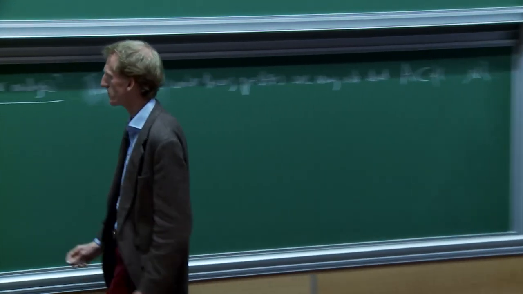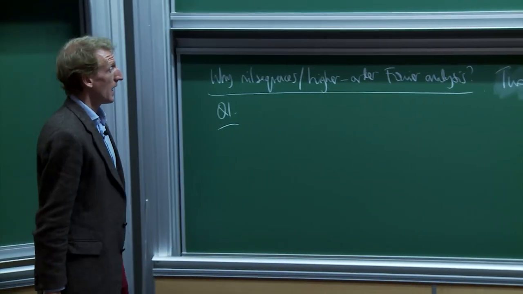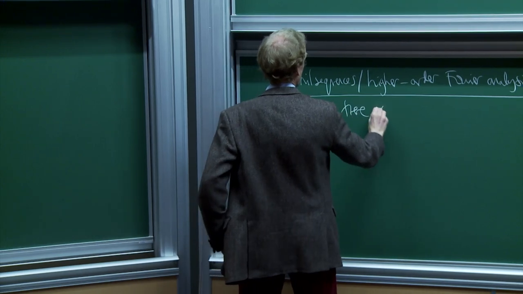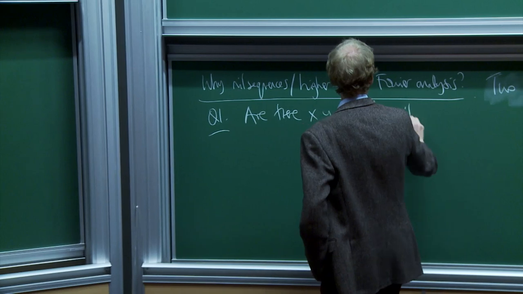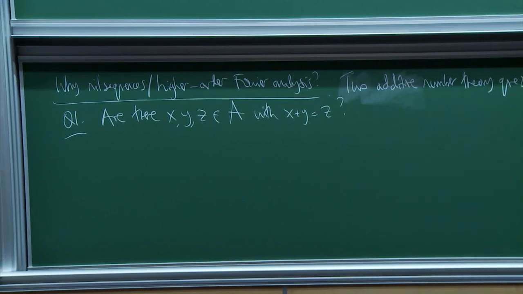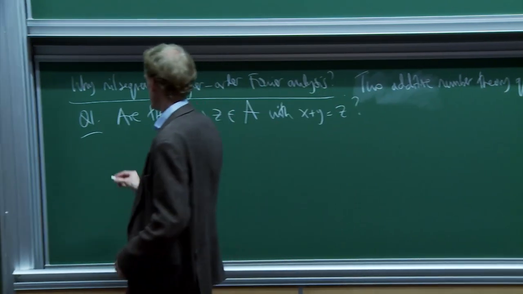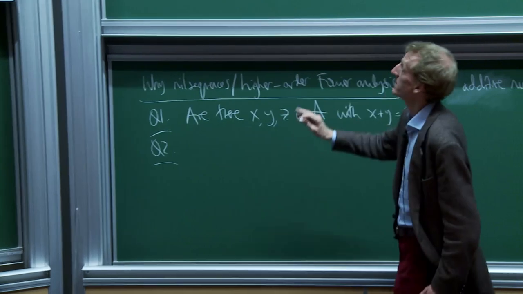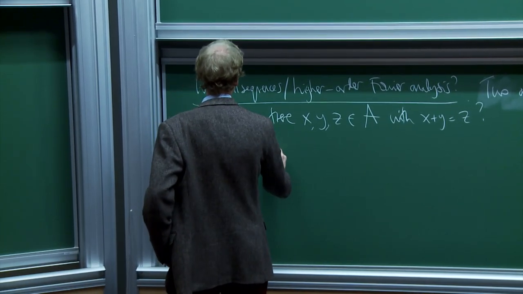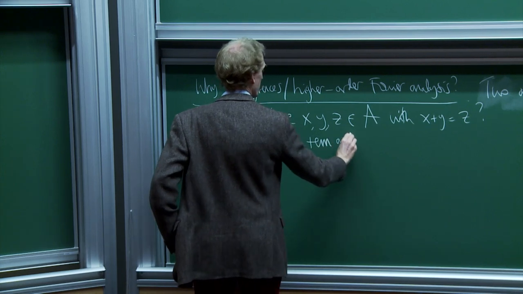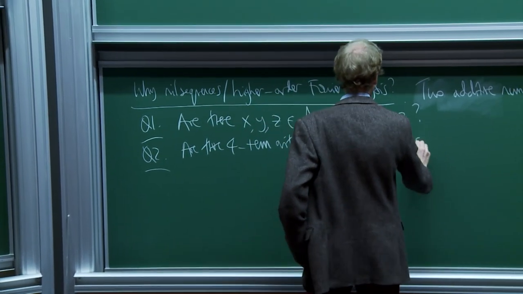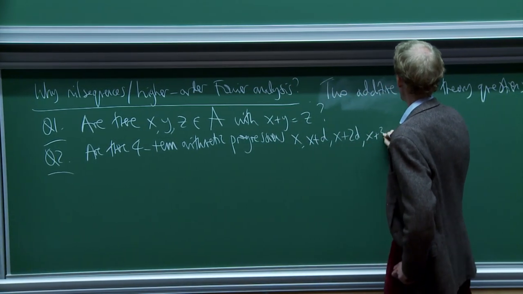Let me ask two questions. So here are two questions. Two additive number theory questions that one can ask about just an arbitrary set A contained in the first n integers. So question one, are there solutions to the equation x plus y equals z in there? So that's a very basic type of combinatorial additive number theory question that people would ask. And question two, much more related to the two questions I've put on the board, are there four-term arithmetic progressions x plus d, x plus 2d, and x plus 3d in A?